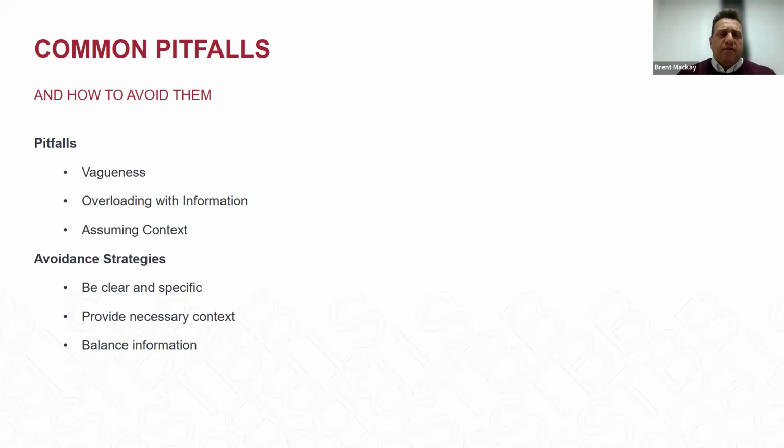Because you're saying, don't be vague, but provide context. Don't give too much information. Don't let it assume context, etc. So how do we go about that?